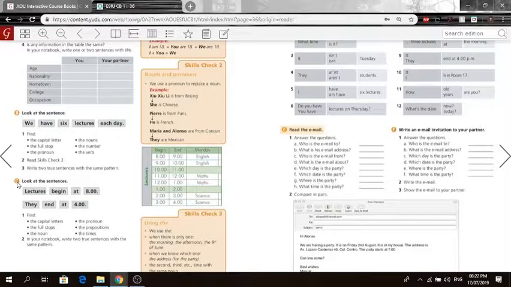Alright, so exercise C, look at the sentences, okay? Same. Lectures begin at 8, they end at 4, okay? 1. Find the capital letters, L and T. The pronoun is probably they, so they is the pronoun, okay? The noun, it's one noun, it's lectures, because this is a pronoun, okay, get it? Prepositions, at and at, these are the prepositions, okay? The times, here we have the times, 4 o'clock, 8 o'clock, okay? And the full stops, obviously, at the end, okay?